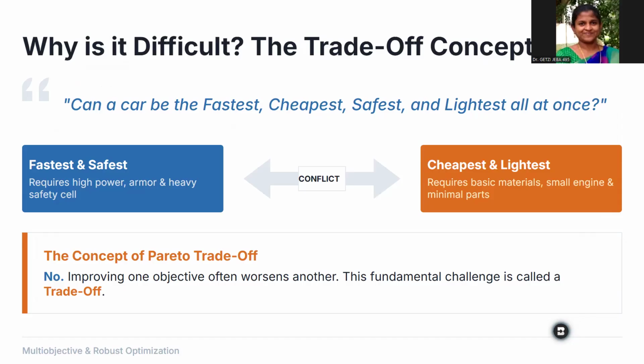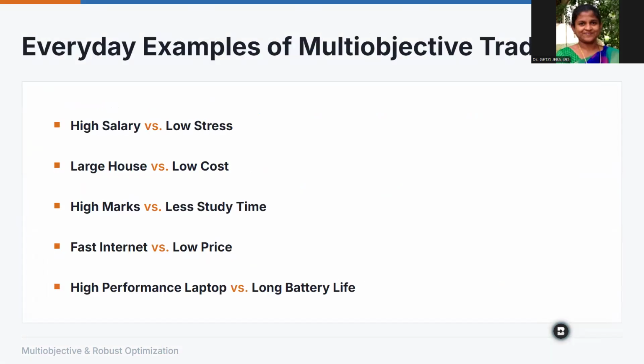Suppose you think about cheap and lightest, it requires basic material, small engine and minimal parts. So it is conflicting. So no, there cannot be a car which is fastest, cheapest, and satisfies all these conditions. So there is always a trade-off between objectives, right? If you take everyday examples, some examples of multi-objective trade-offs are high salary versus low stress, large house versus low cost, high marks versus less study time, and so on.